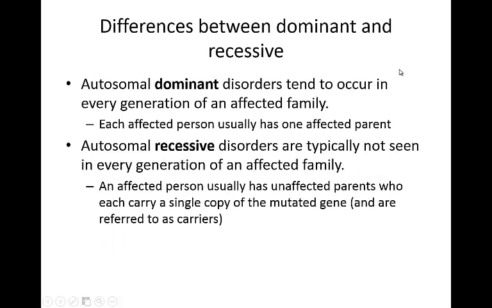So just again, some differences if you're looking at pedigrees between the dominant and the recessive. These autosomal dominant disorders tend to occur every generation of an affected family, and every affected person usually is going to have an affected parent. The autosomal recessive disorders not typically seen in every generation of affected families. And in fact, it can skip a number of generations before this trait might reveal itself. All you can say is that an affected individual has to have two unaffected parents who each carry a copy of the mutated gene, and they're going to be referred to as carriers.